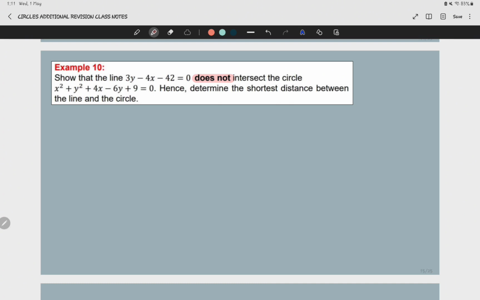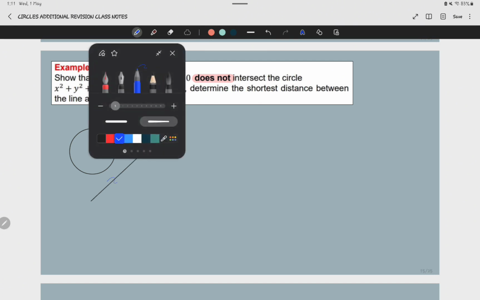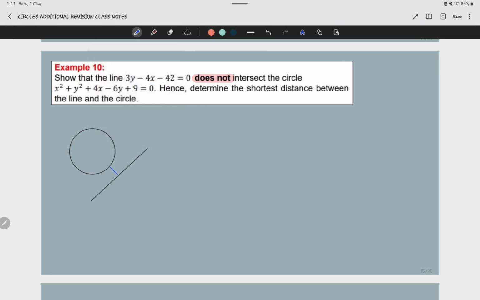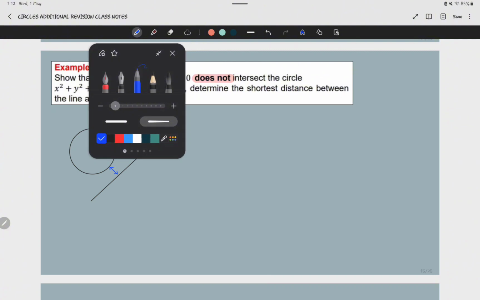Okay, so now we know that there is a circle and there is a straight line, but they do not intersect. The thing that they want is this part here, the blue straight line arrow that I've drawn. That is the part that they want, the shortest distance between the line and the circle.